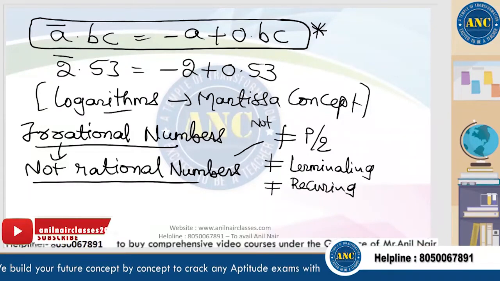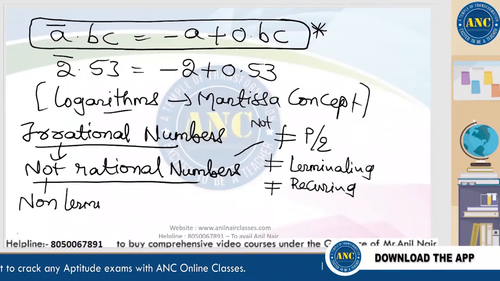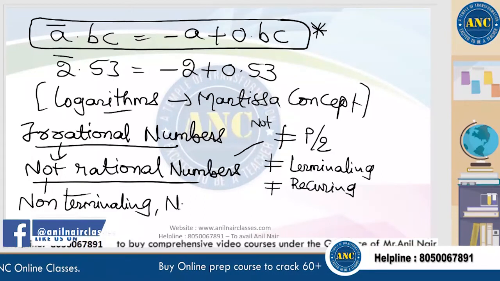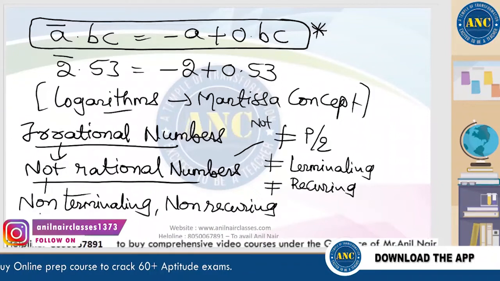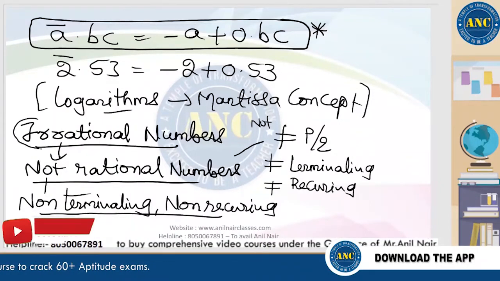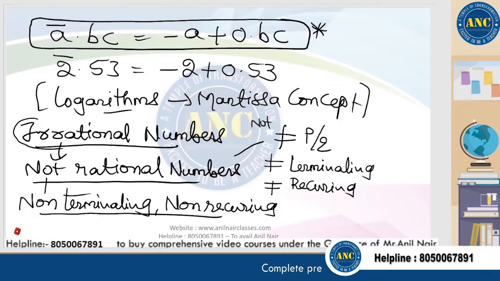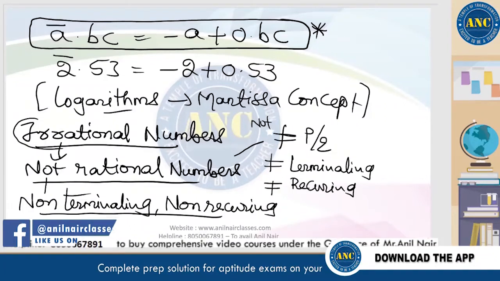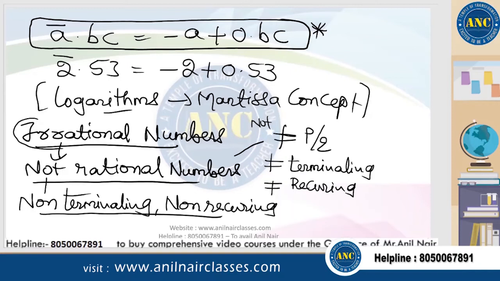So it is nothing but non-terminating, non-recurring values. Any number, if it cannot be represented in the form of a rational number, is called an irrational number. An irrational number cannot be written in the form of p by q. First point, irrational numbers are not terminating. Irrational numbers are not recurring.